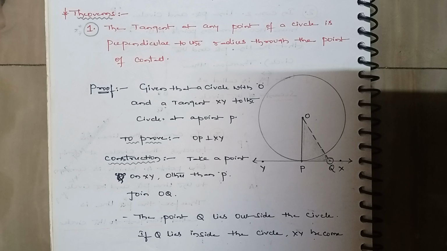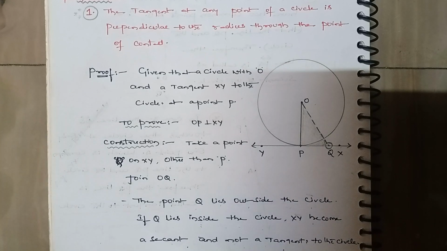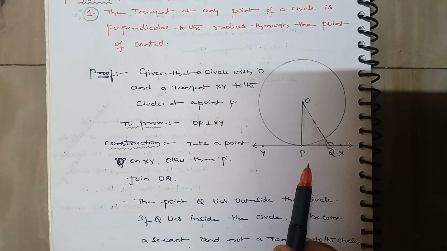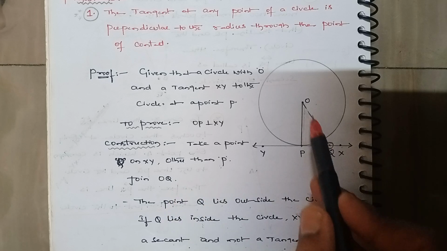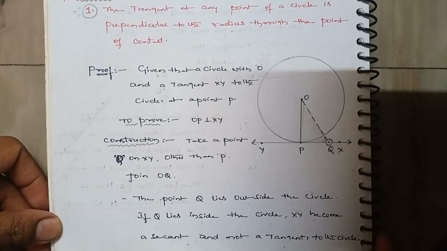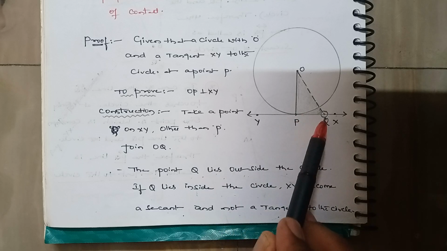To prove this theorem, we need to take some extra steps, guys. That is nothing but construction. Take another point on XY other than P, let it be Q. Join OQ. Then what do you observe? We observe that the point Q lies outside the circle. Yes or no? The point Q is lying outside the circle.